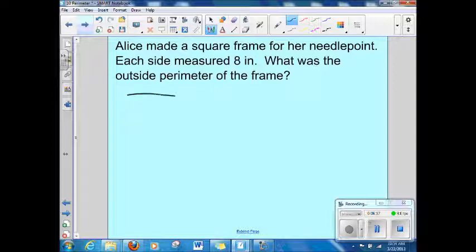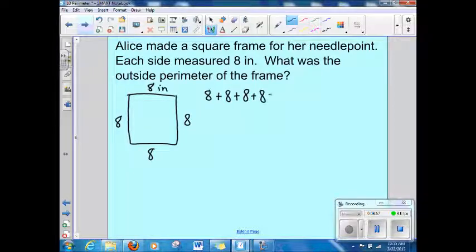I'm going to go on now and draw a square. Oh, 8 inches. Well, if one side of the square is 8 inches, then I know that each of the sides are 8 inches. I can add those together. 8 plus 8 plus 8 plus 8 equals so many inches. Notice we changed now from centimeters to inches.